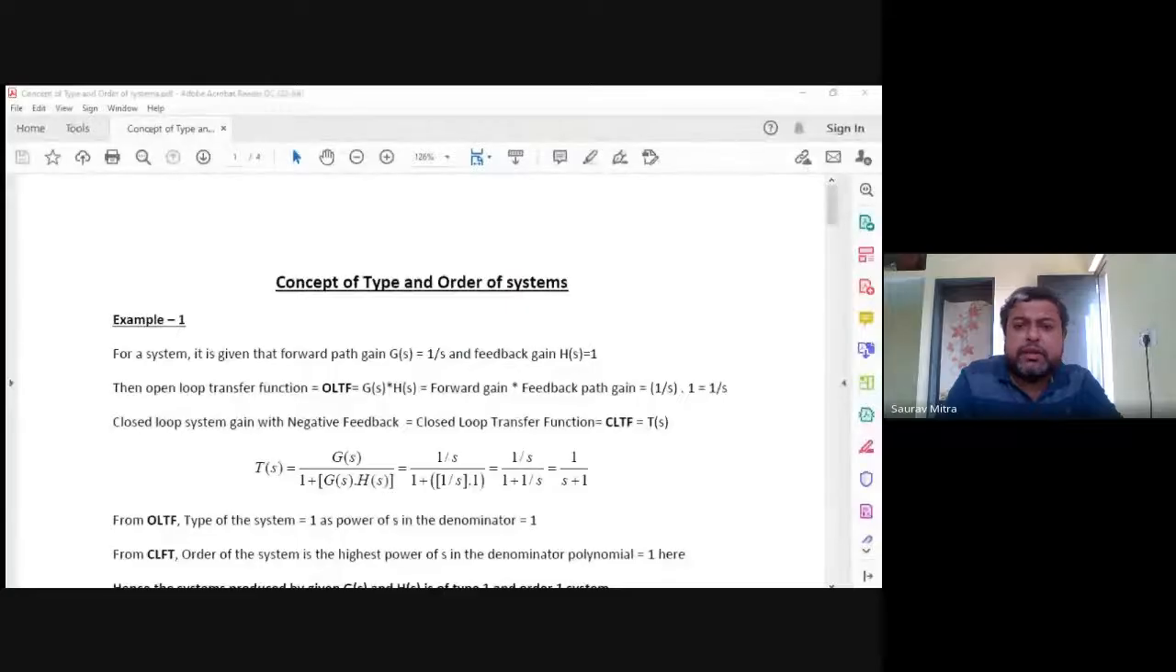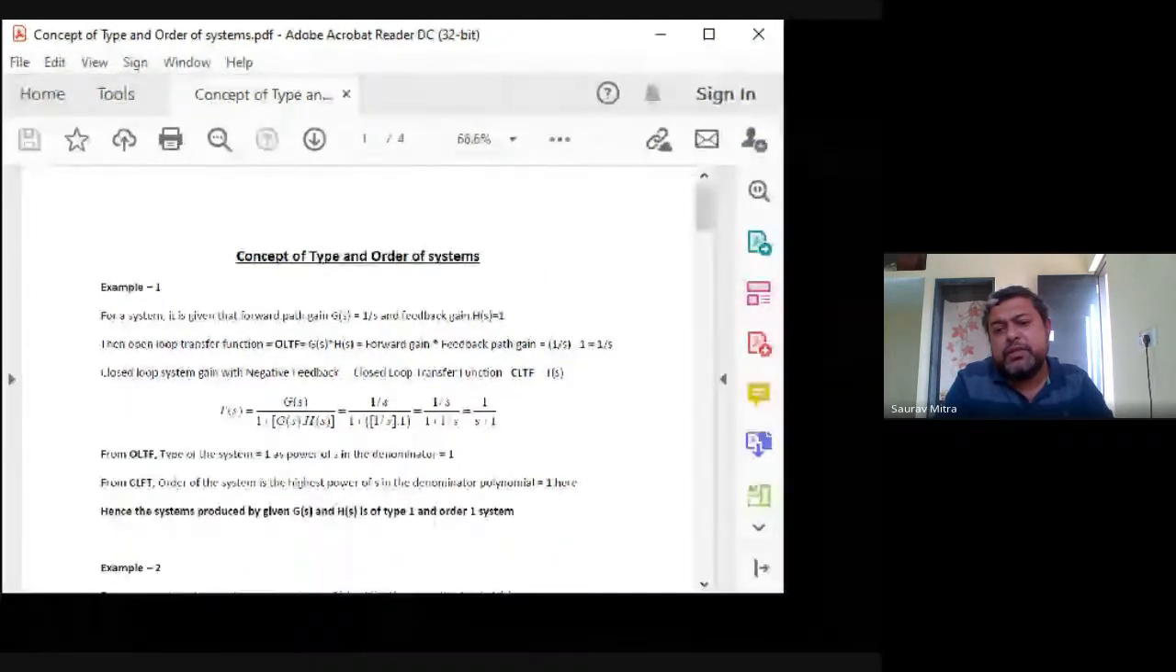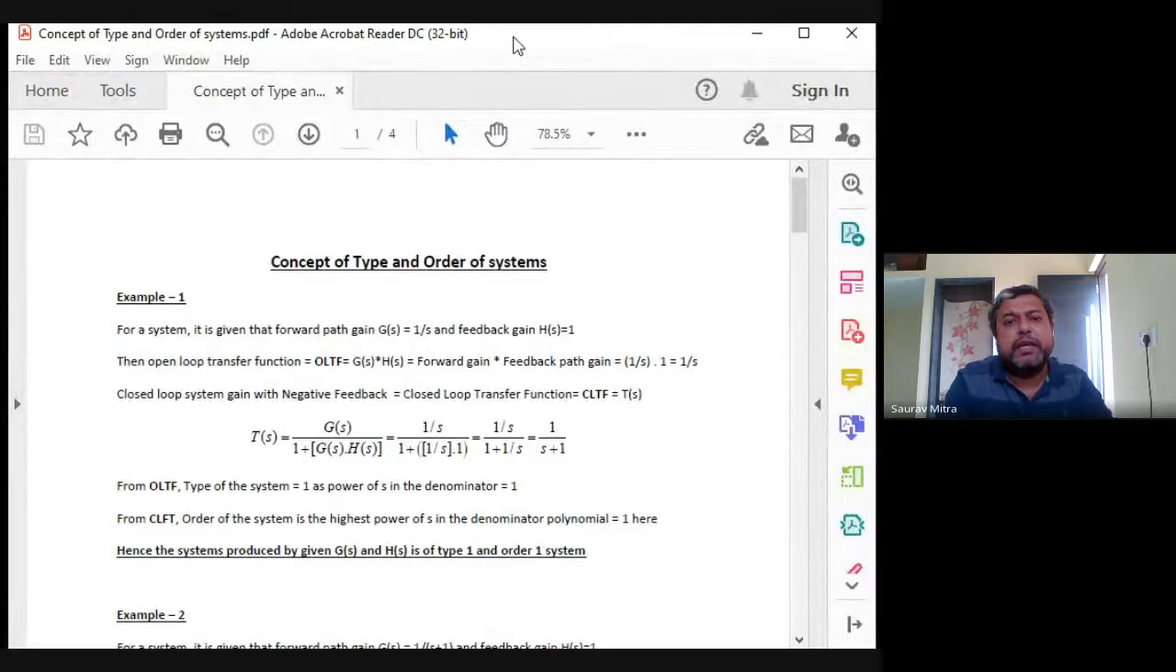Yes, so I think my document is visible to you. And this is actually the concept of type and order. To understand type and order, first you have to understand what is meant by open loop transfer function and what is meant by closed loop transfer function. Can you define what is open loop transfer function?